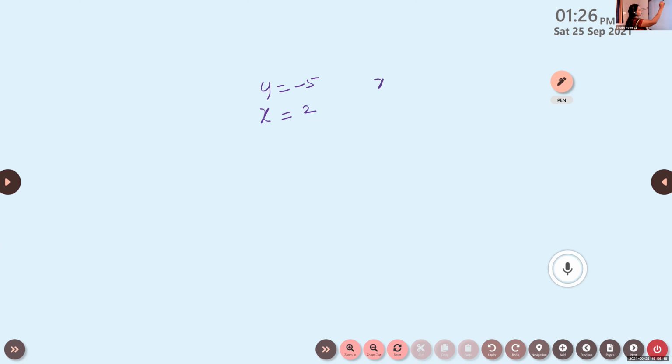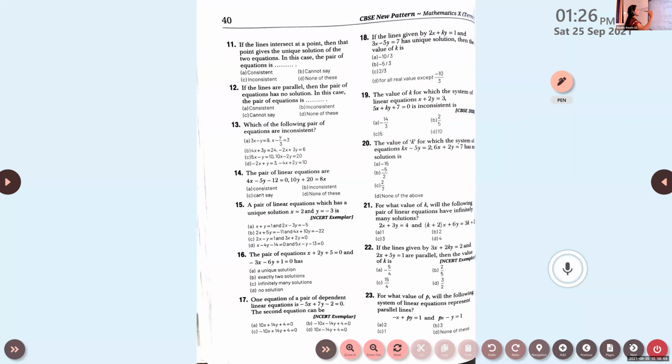Okay, in the previous question, we wrote like this: x is equal to a, y is equal to b means it is intersecting at the point a, b. Now here, y is -5, x is 2. So what is the intersecting point? 2, comma, -5. Yes. Okay, x should be written first, then y. It is in the fourth quadrant.